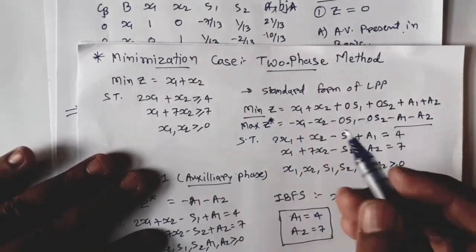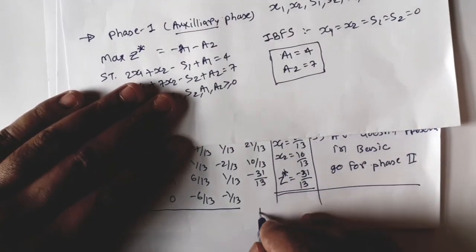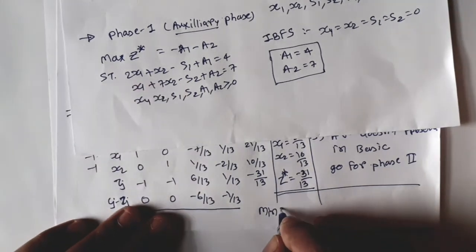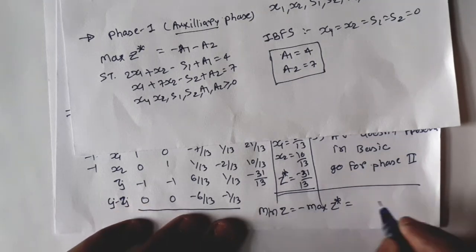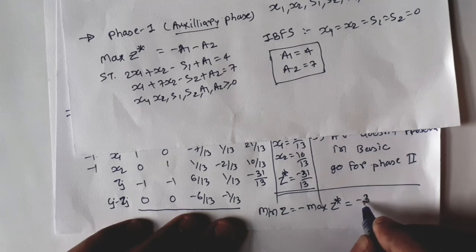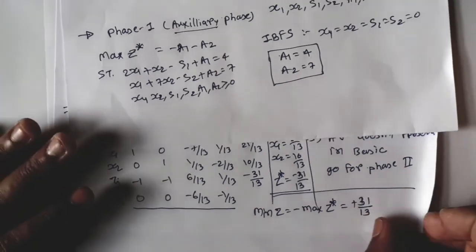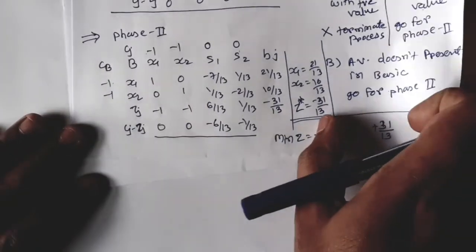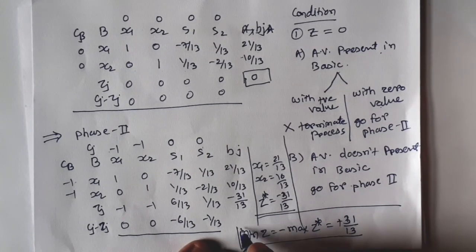Minimization of z equals minus of maximization of z star, so the answer here is minus of minus 31 by 13, that is plus 31 by 13. So this is the value of the objective function: minimize z equals 31 by 13. In this way we can solve a minimization problem with the help of the two-phase method. And lastly, this is the solution.